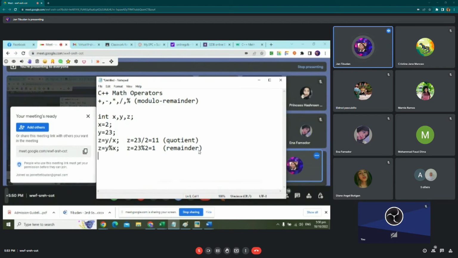Okay? So remember that if you have the percent and the variables that you're using are integers, take note, this modulo only works on the integer type. So in this case, you only have to get the remainder. When it is percent, class, remember that.